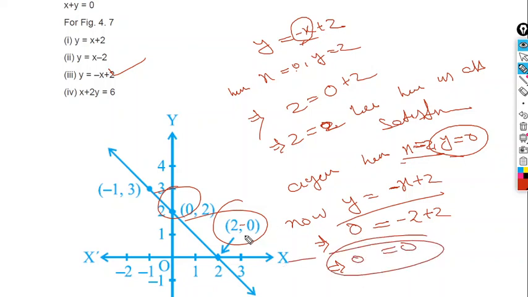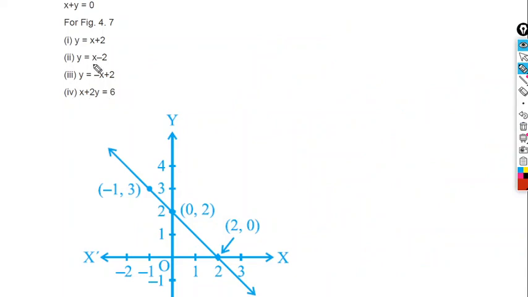So for all the 3 points this equation is satisfying. Therefore we can say triple I is the answer. But in some cases, suppose for this double I, one of the points may satisfy the equation, but other points are not satisfying. That means if one of the points is not satisfying, the equation will not be satisfied.